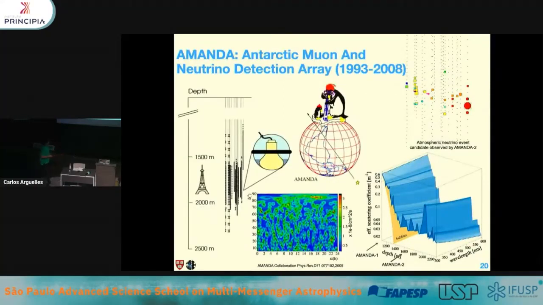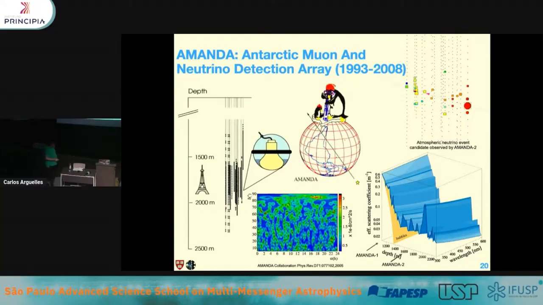Another group of people went in a different direction. They went to Antarctica and built something known as AMANDA, which stands for Antarctic Muon and Neutrino Detector Array. AMANDA had several phases of construction, AMANDA 1 and AMANDA 2, and was roughly 500 meters in height. They were also able to observe neutrinos. This is one of the events in AMANDA.